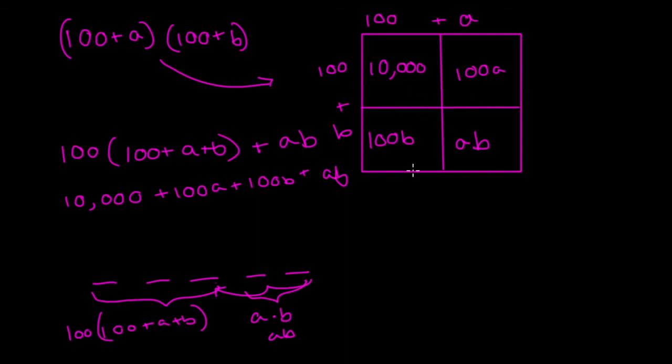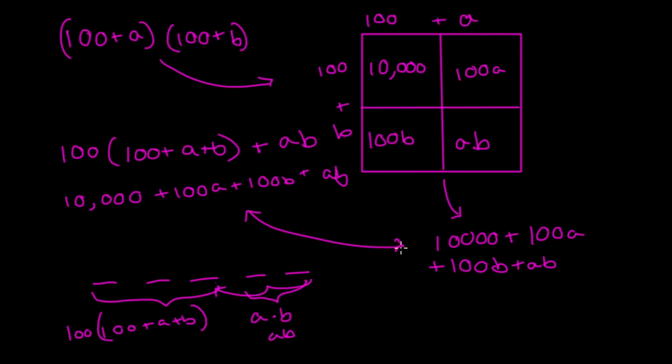So look familiar? You might already see where we're going with this. We have to add all the things from inside the boxes up: 10,000 plus 100a plus 100b plus ab. And you will see that these two are the same. So in other words, that's why it's correct. That's the proof that this trick works. All the trick really is, is taking the seemingly scary expression and making it simpler and easier to do quickly.